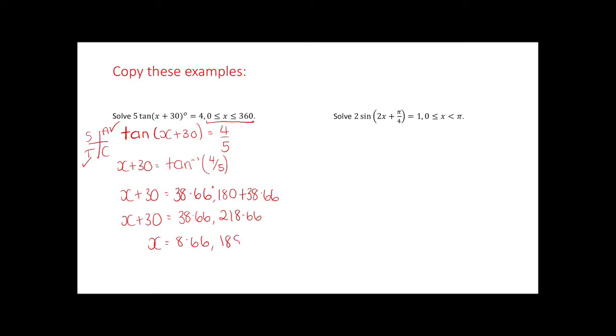So our second answer is going to be 188.66. Both of these lie between 0 and 360. So that's my two answers for that one.